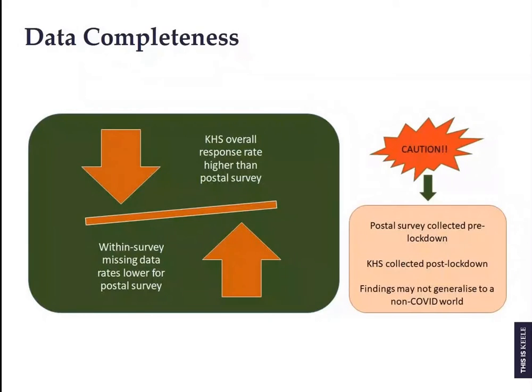So the task and finish group also looked closer at the data completeness or missing data. And again, we looked at study C, the 65 and overs. So we compared the pre-COVID-19 paper responses and the post-COVID online responses. And we found that there was higher overall response rate in the online than the paper. And we also found that there was a little more missing data in the online version than the paper.